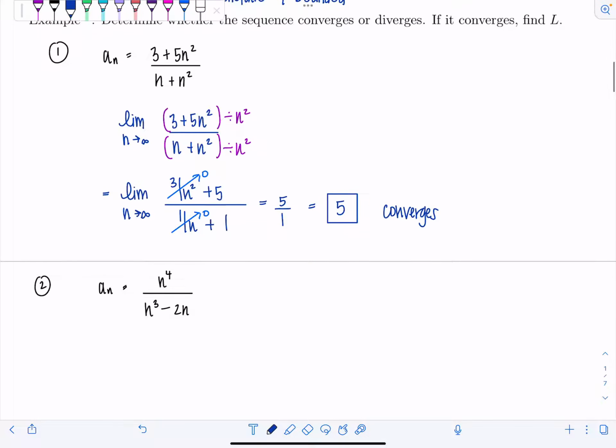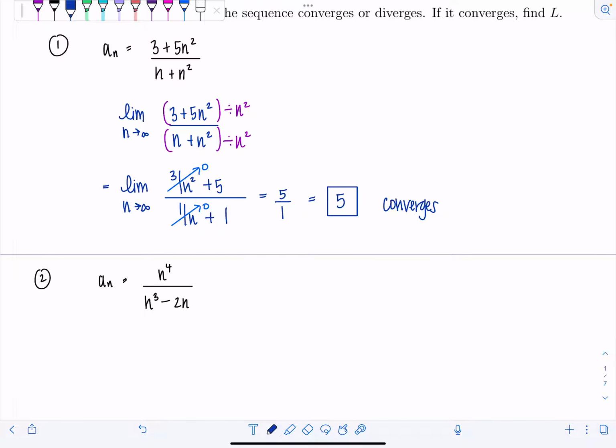Okay. Let's look at another one. See, they're not so bad. The sequence a_n is n to the 4th over n cubed minus 2n. So we're going to take the limit as n approaches infinity. This is always my first go-to: just take the limit of the terms and see what's happening. n cubed minus 2n. Now be careful. You only divide by the highest power of n from the denominator, not overall. No, no, no. So the highest power of n from the denominator, again, is n cubed. So let's go ahead and divide by n cubed.